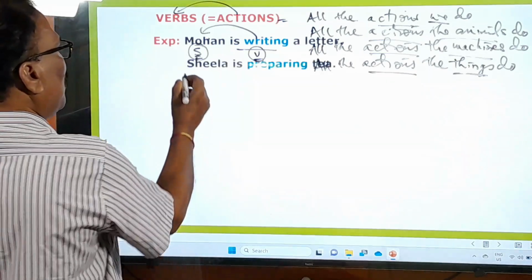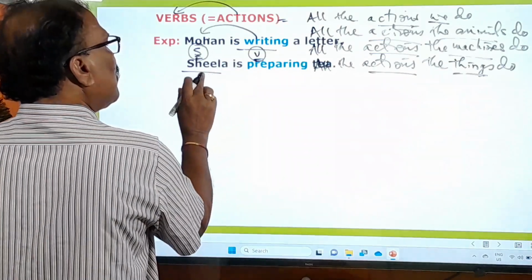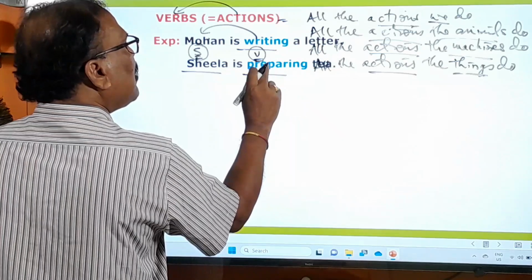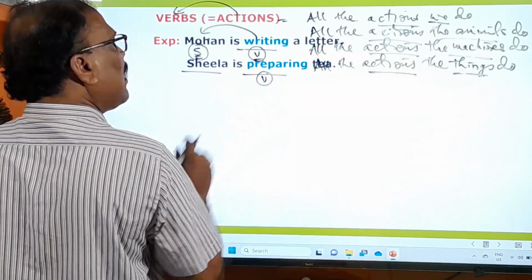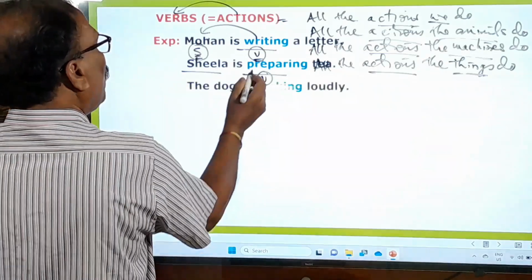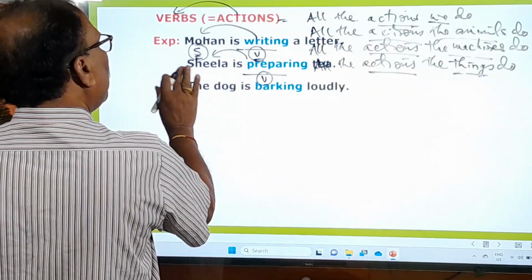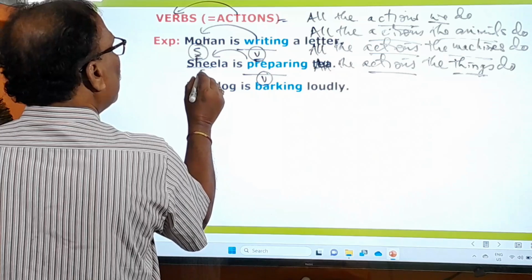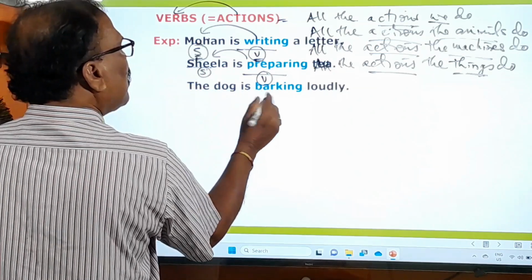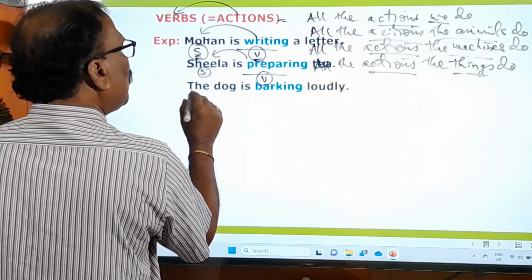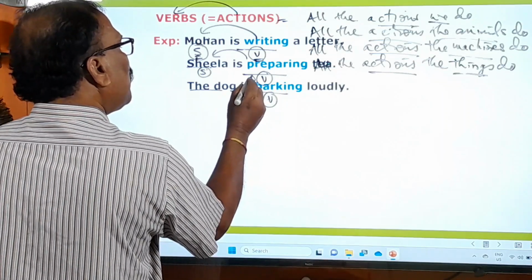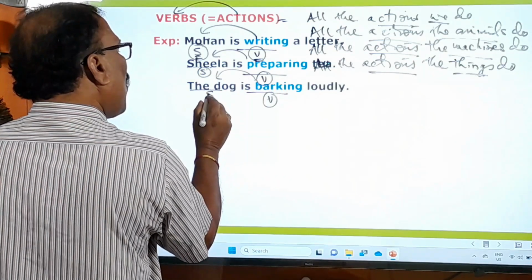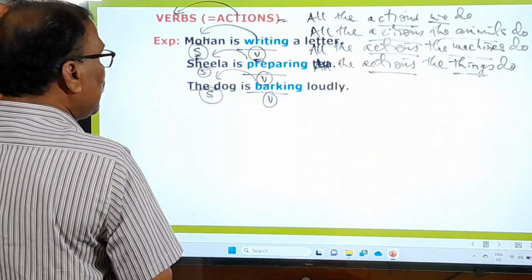And one more example. Sheila is preparing tea. What action is Sheila doing? Preparing. What is this called in grammatical language? The verb. And who is the doer of this action? Sheila. What is this Sheila called? Subject. Okay. And the dog is barking loudly. What action is the dog doing here? Barking. What is it called? A verb. And what is the doer of this action? The dog. What is it called? The subject.